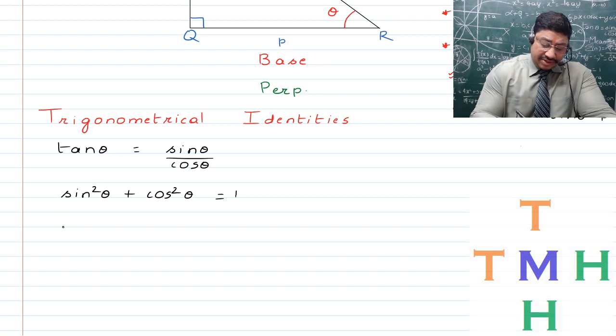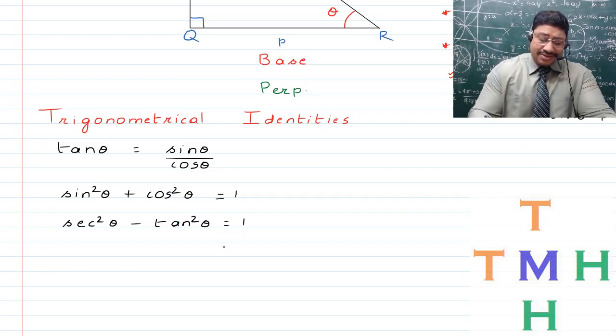Next, children, after this we have sec squared theta minus tan squared theta, which is equal to 1, and very easily you can remember this as s comes first in the order of alphabets, and after that comes t. So from the one which has come first, you subtract the one which has come later to get to 1, right? Just a way to learn it, right?